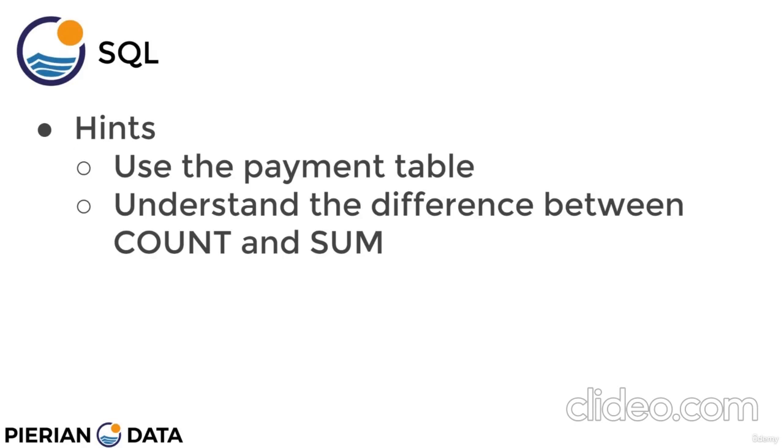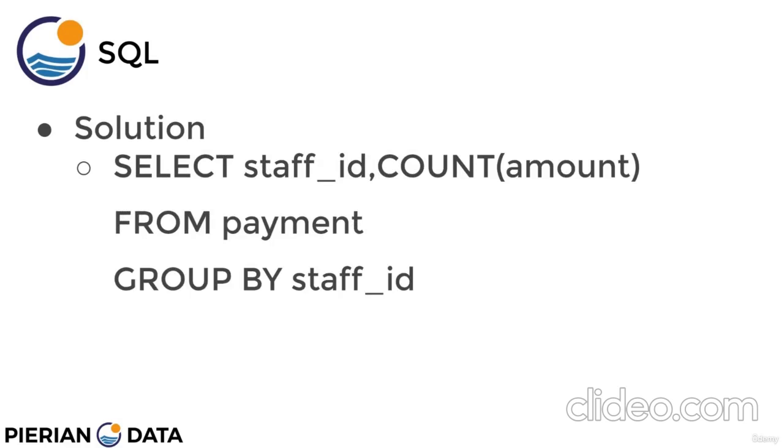All right, and here's the solution. The solution is to select the staff ID column, comma, and then count the amount column, or really any column, and then we'll say from the payment table, group by staff ID. And as I mentioned, you can technically pass in an asterisk there since we're really just counting the rows per staff member. Since each row in the payment table represents a payment and we're assigning the bonus based off the total number of payments, we just count the total number of rows associated per staff ID. All right, so let's move on to the next challenge.